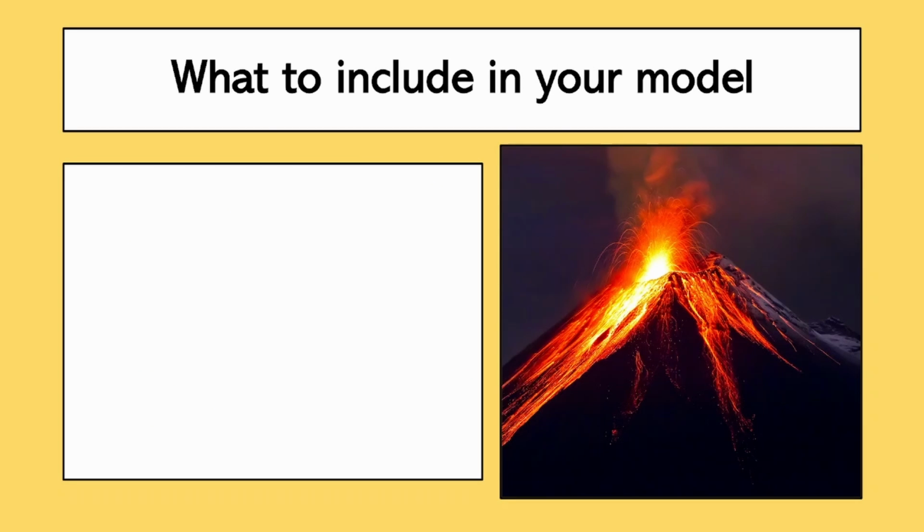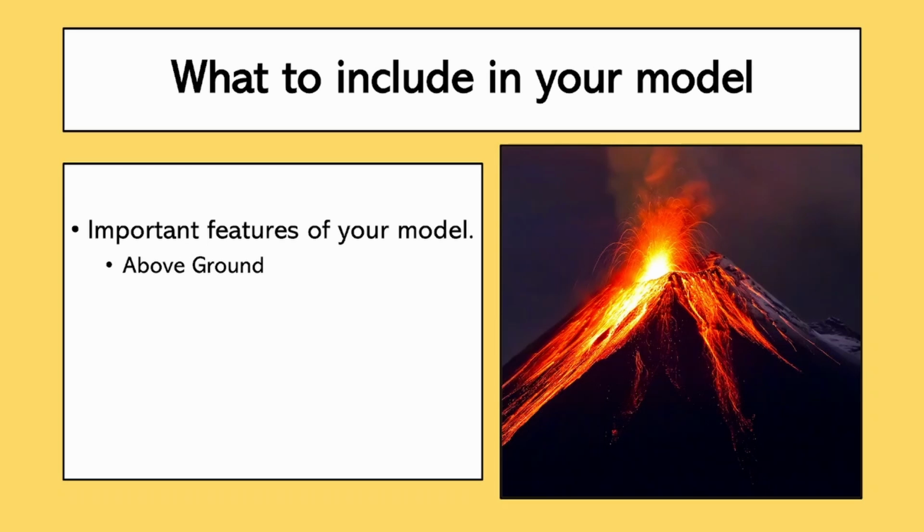All right, now, what do you need to include in your model? This is the second section. You've got to make sure that you're including all the important features of your model. Say, for example, if you're doing a volcano, you would need to include areas such as the magma chamber, the lava that's coming out of the volcano, the dome itself, and any of the vents that might be relevant. You've also got to make sure that you're including all the features that are both above and below ground. We're not just talking about the top half of the volcano, we're talking about what's underneath the volcano as well, or the same with the plate boundaries.